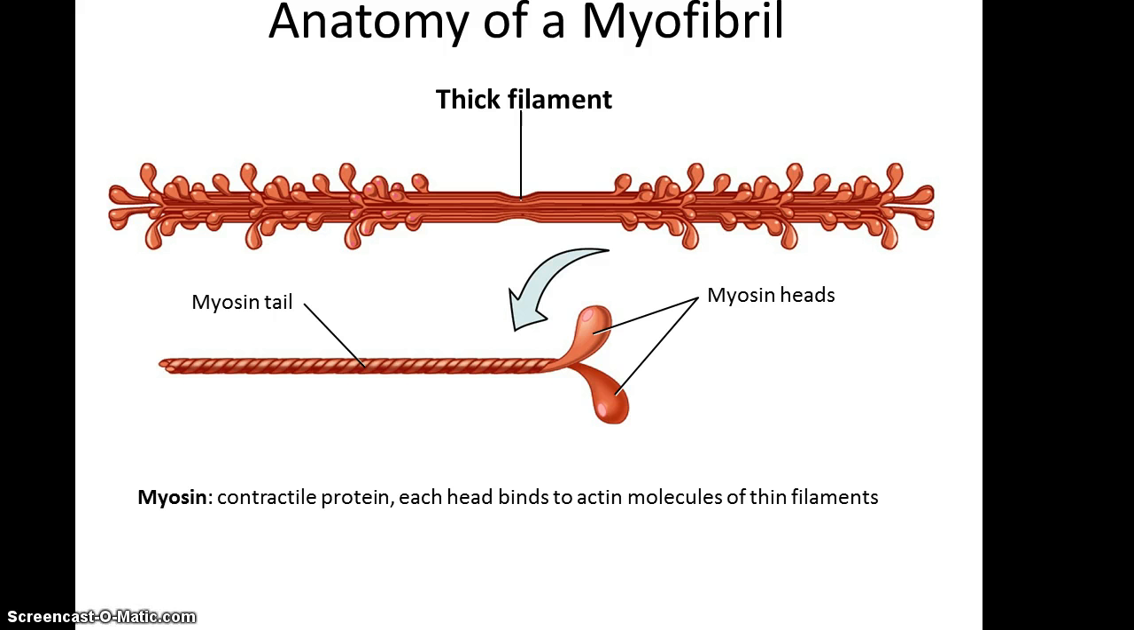Now, if we look at what makes the thick filament, we see that it is composed of many proteins called myosin proteins. And these myosin proteins are one of the two contractile proteins that are involved in causing the sarcomere to get shorter. And so any one thick filament will have hundreds, if not more, of myosins forming it.